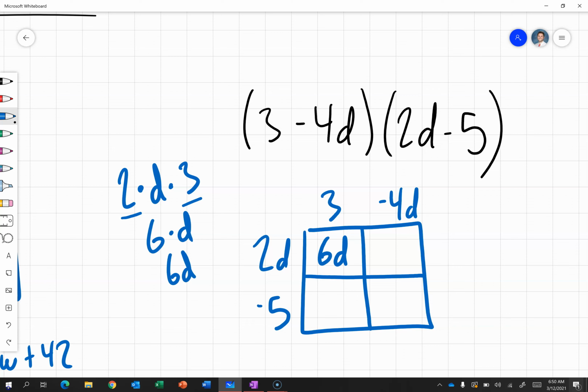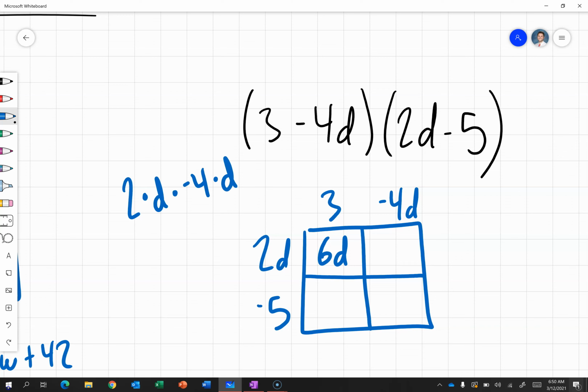Then we have 2d times negative 4d. Again, writing this out as 2 times d times negative 4 times d might help you see, okay, we've got d times d and 2 times negative 4. So that's negative 8d squared. We have 3 times negative 5, which is negative 15. And negative 5 times negative 4d, which is 20d.